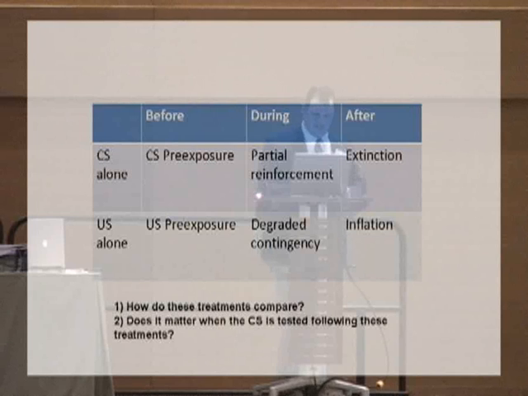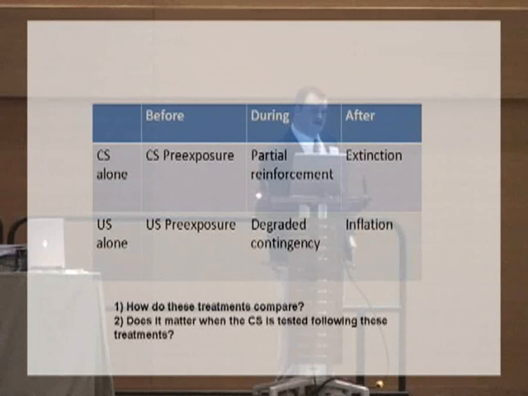Now, I've covered six different cells of this matrix. There's CS pre-exposure, partial reinforcement, and extinction. Those are all involved with the CS being presented alone. There are 3 cells here with the US being presented by itself: US pre-exposure, degraded contingency, and inflation. And one thing you might ask yourself is, how do these compare to each other? What are the relatively stronger phenomena? And does it matter when you test the CS following these treatments? And the answer is, they can produce wildly different effects.